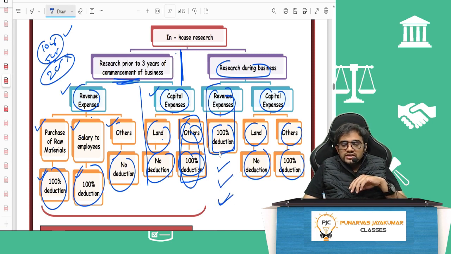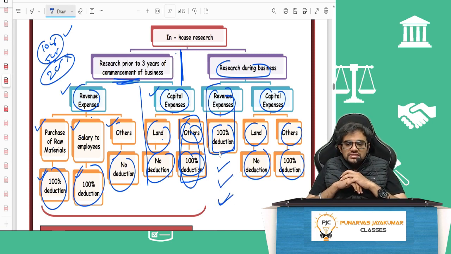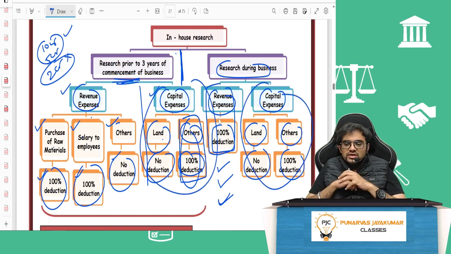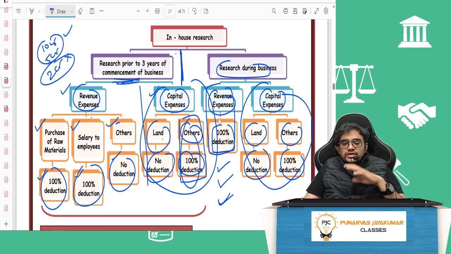And you will get deduction for everything that is related to the business. All revenue expenditure will be allowed as usual. But capex, again, land is not allowed. So it's interesting to note that this is the same here. The only thing that changes is research prior to 3 years before and also during business would be the revenue expenditure.